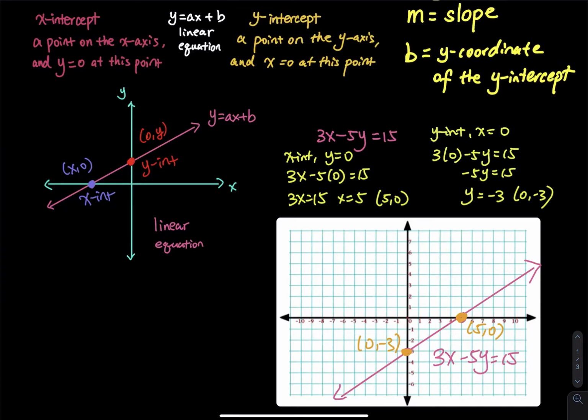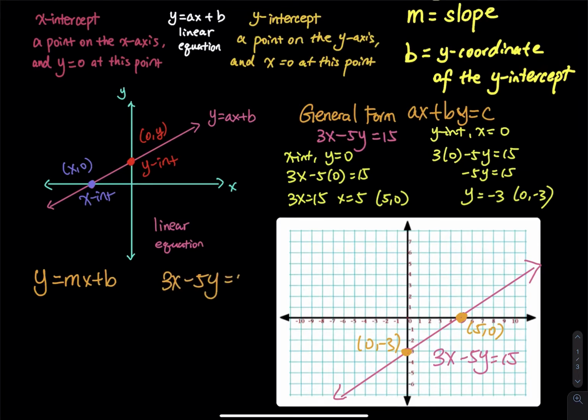But 3x minus 5y equals 15 is in the general form of a linear equation, Ax plus By equals C. What we are trying to study in this video is y equals mx plus b. How do you go from 3x minus 5y equals 15 to y equals mx plus b?